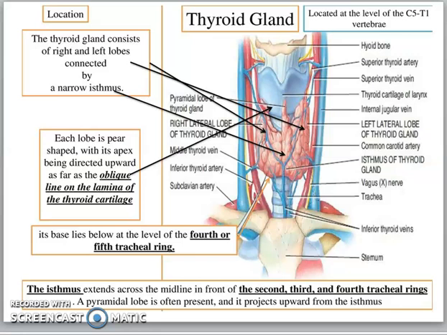The isthmus of the thyroid, that is the central portion that is linking the two lobes, the right and the left lobe, extends across the midline in front of the second, third, and fourth tracheal rings, as well as the thyroid cartilage upward.